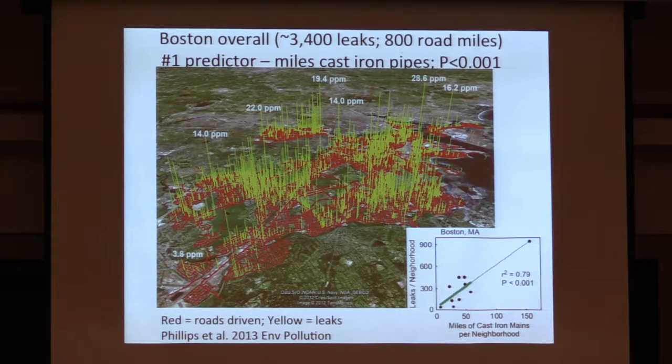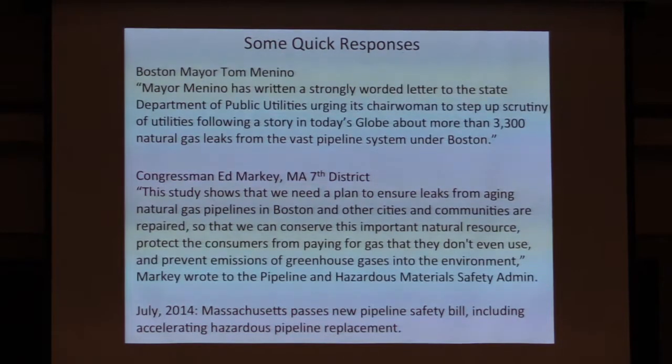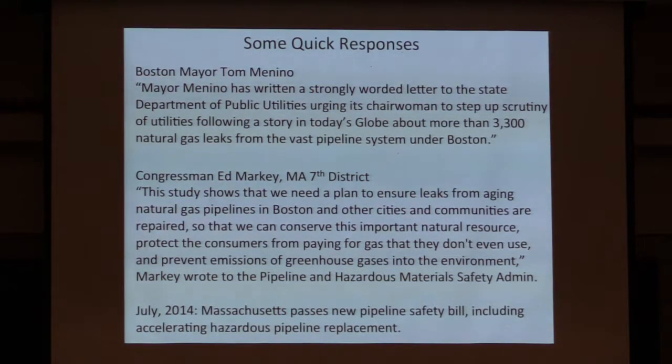Number one predictor of natural gas leaks? Old infrastructure. Old cast iron pipes, some of it 100 years old or more. It doesn't matter whether you're in a rich neighborhood or a poor neighborhood. It matters whether you're in an old neighborhood or a new neighborhood. This work generated some quick responses. The mayor had a quote. At that time, Congressman Markey, now Senator Markey, had a quote. This year in July, Massachusetts just passed a new pipeline safety bill that includes an accelerated pipeline replacement program for the state. Again, the notion of trying to get this old infrastructure out of the ground cost effectively and replace it with things that are better.